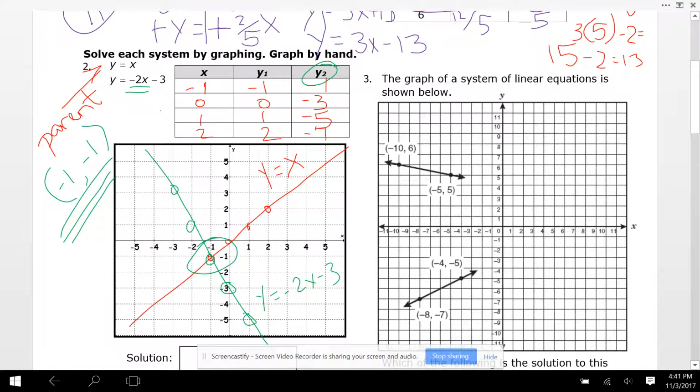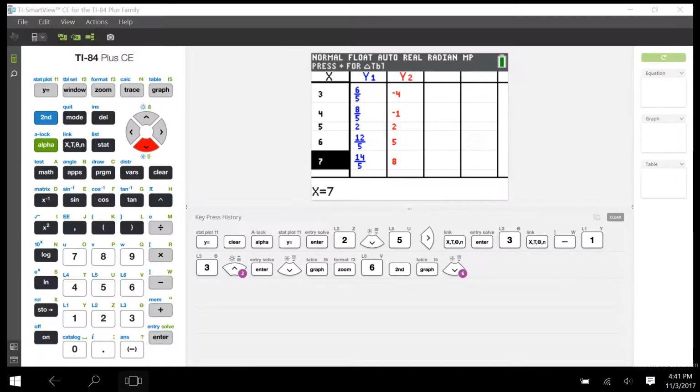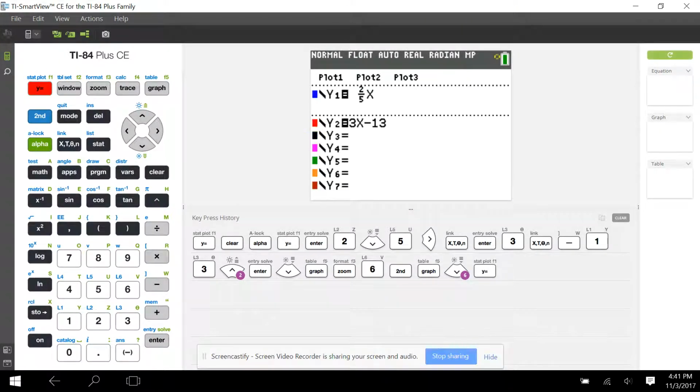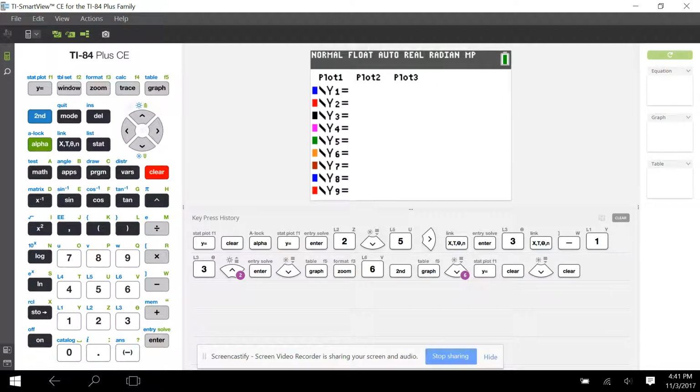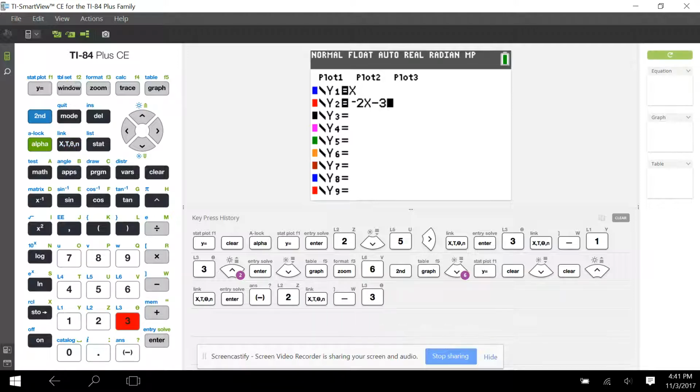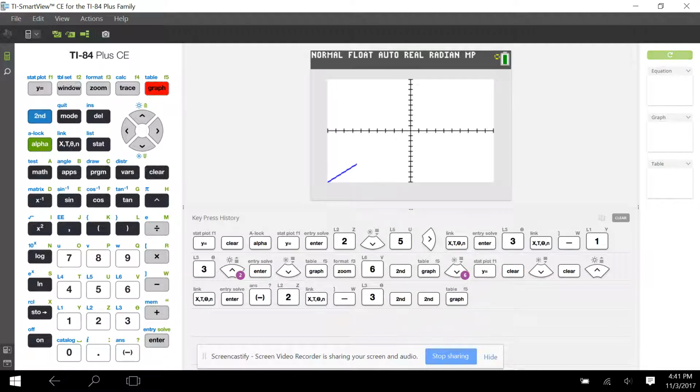So let's go back to our calculator. I guess just because we can. And I'll show you that again. Let's go to y equals, clear out the equations. Okay, go back up to 1. y1 is x, enter, and the next one is -2x minus 3. Okay, let's just do graph. There's my graph. Okay, I'm looking for the place where they intersect.